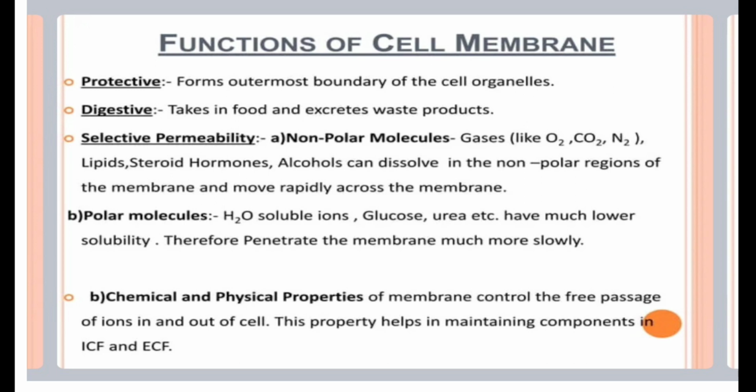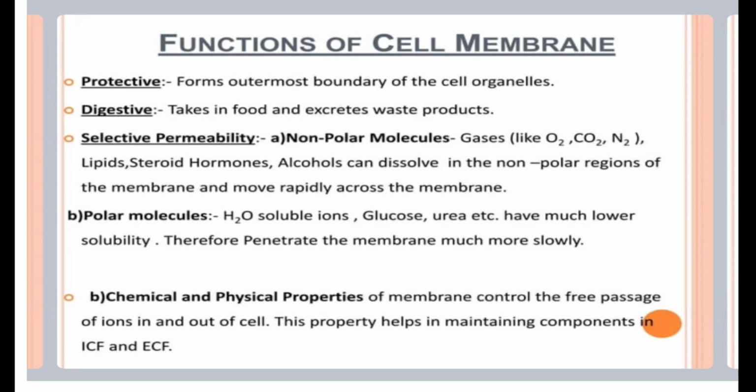The third one is selective permeability. Why selective? The cell membrane will select a few materials to allow inside, and from inside a few materials will go outside of the cell. What are those molecules? The first one is non-polar molecules like the gases. Gases means oxygen, carbon dioxide and nitrogen, and also lipids, hormones and alcohols can dissolve in the non-polar regions of the membrane and move rapidly across the membrane.